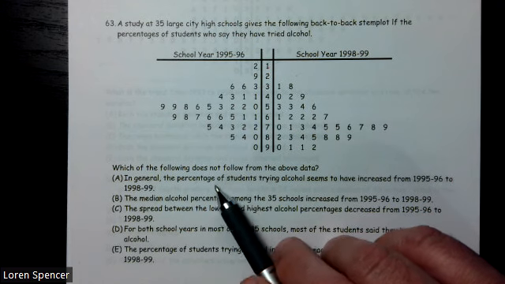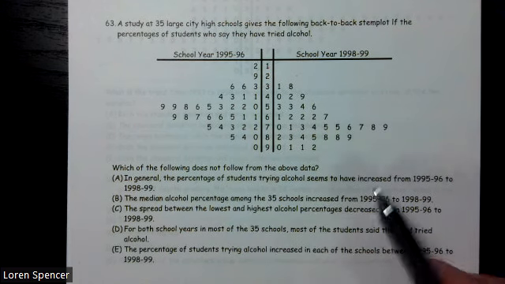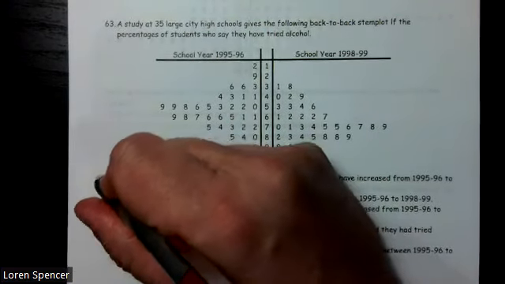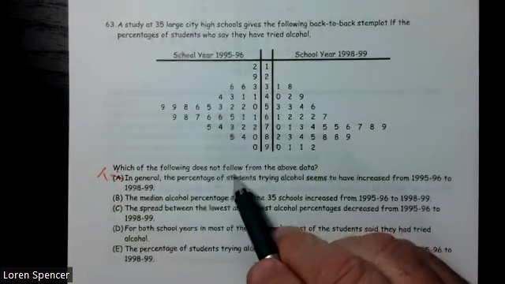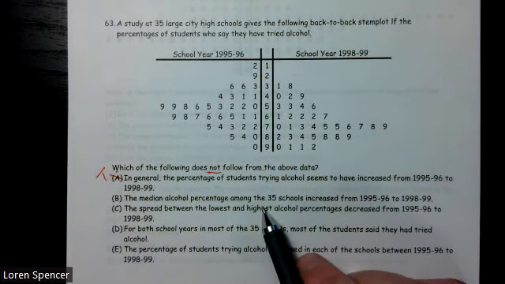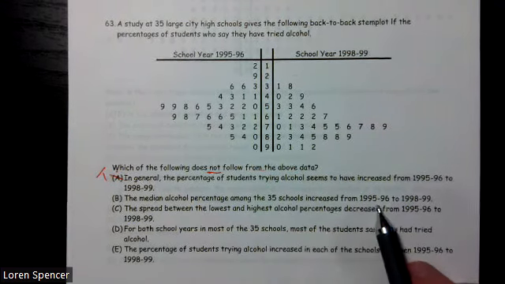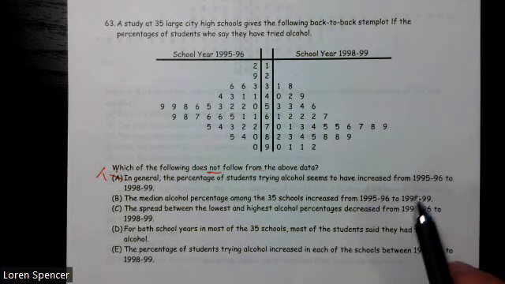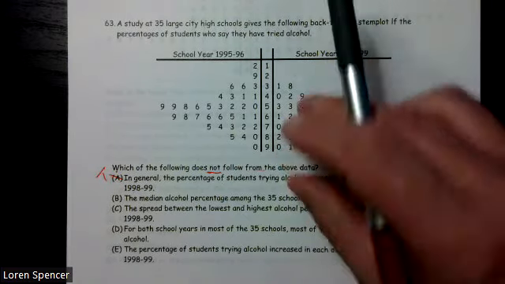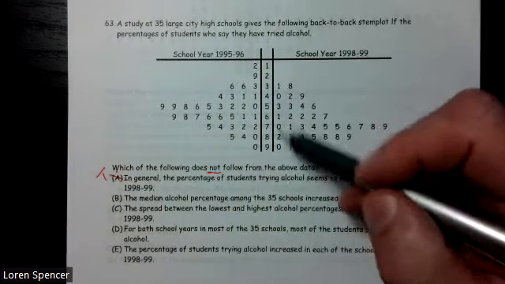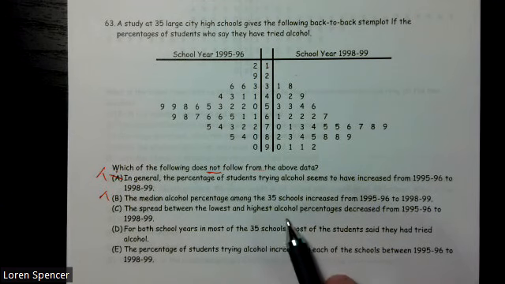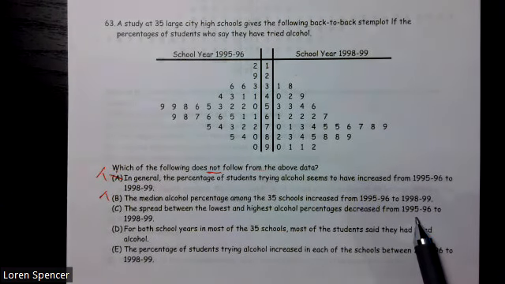In general, the percentage of students trying alcohol seems to have increased. And yeah, it does look like it increased, so that looks like a true statement. And it says does not follow, so the key word here is not. The median alcohol percentage among the 35 schools increased from 1995 to the second graph. Yeah, we definitely see that it shifted this way. I don't have to put the data in to see that this one has shifted further down. So it's definitely shifted.